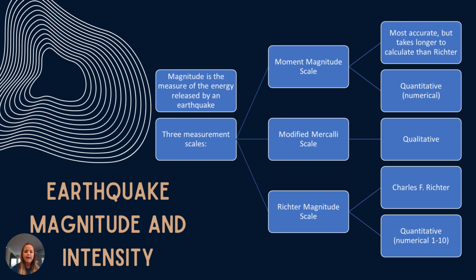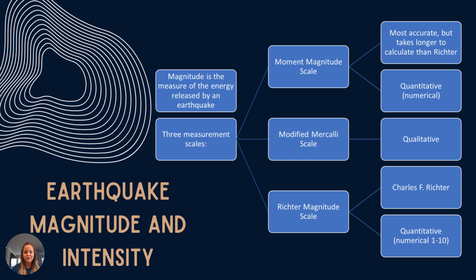The modified Mercalli scale is qualitative, so it doesn't give us a number. It gives us a scale based on felt effects, and we'll talk about all these individually. And then the moment magnitude scale is the most accurate, but it takes a lot longer to calculate than the Richter scale. It does give us a quantitative number, but like I said, it takes a while to get.